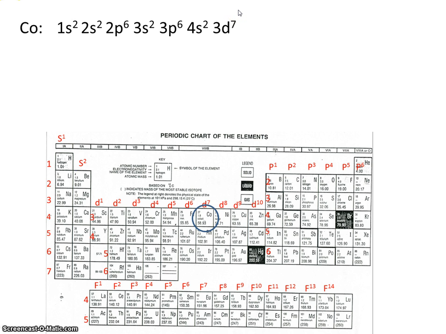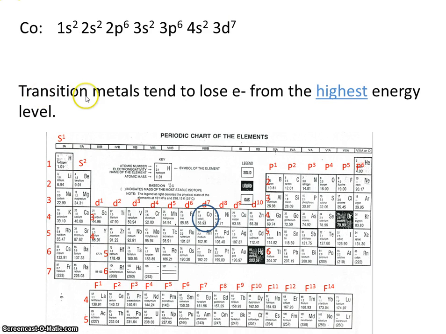But the fill order and the ionization order are a little bit different. 3d was the last one to fill, so you might expect that those would be the first ones to leave. But that's not true. What is true is that transition metals tend to lose electrons from the highest energy level. So it's not last in, first out. If it was last in, first out, you would expect these to leave or to ionize first. But they will not, because electrons are lost from the highest energy level.